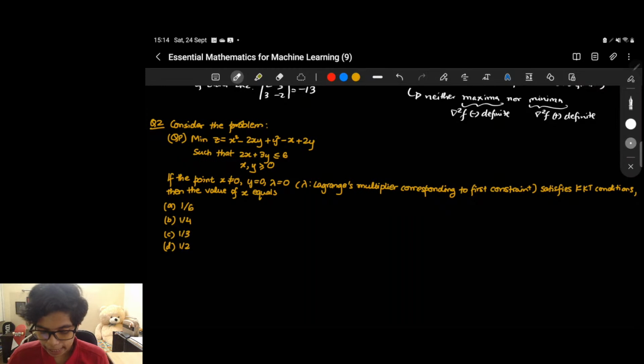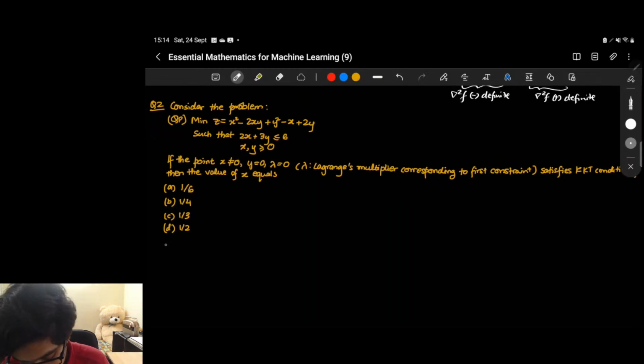If the point x not equal to 0 and y equal to 0, as well as lambda equal to 0, satisfies the KKT conditions, then we need to find out the value of x. So before proceeding, let us write down what the KKT conditions are. For KKT conditions, we have the problem of minimizing f of x under the conditions that gi of x is less than or equal to 0.